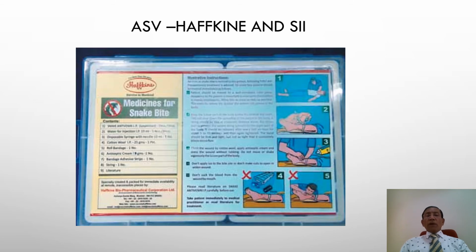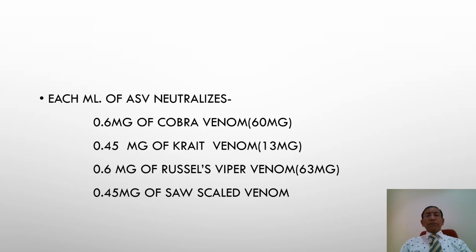ASV is available from Haffkine and Serum Institute of India. Each ml of ASV neutralizes 0.6 mg of cobra venom, 0.45 mg of krait venom, 0.6 mg of Russell's viper venom, and 0.45 mg of saw-scaled viper venom.